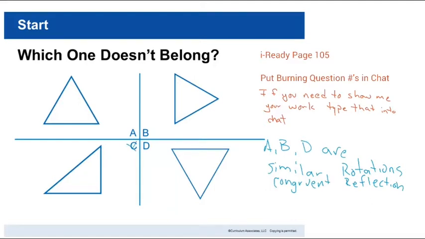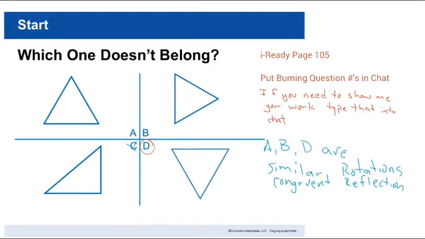But I would say all three of A, B, and D are equilateral triangles. That means they have three sides that are the same length, that they kind of look like that to me. Can somebody tell me a reason why, if I were looking at this, I would tell you that D is the one that does not belong? Can anybody come up with a reason why D does not belong?